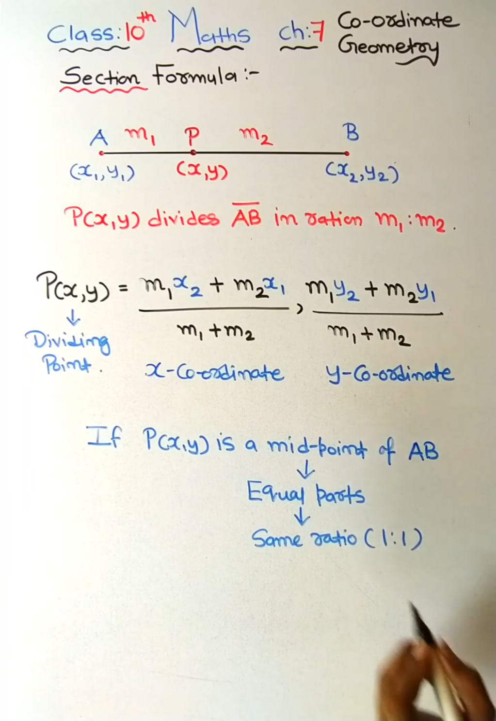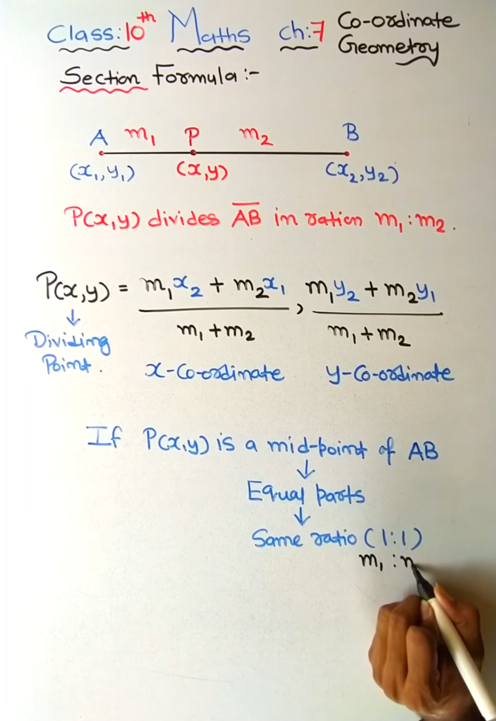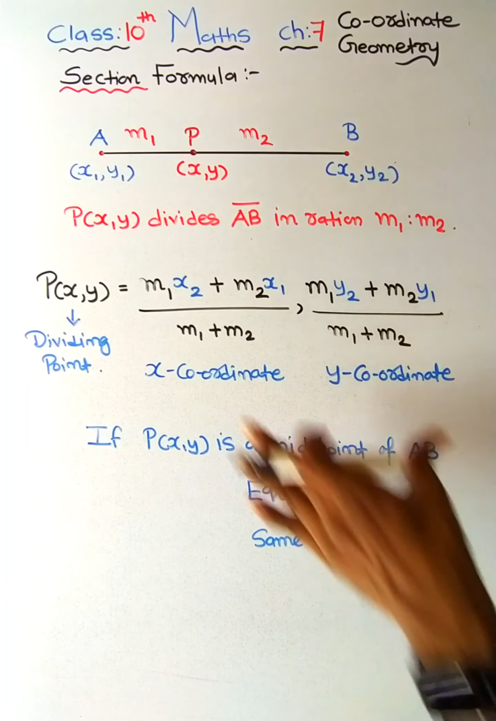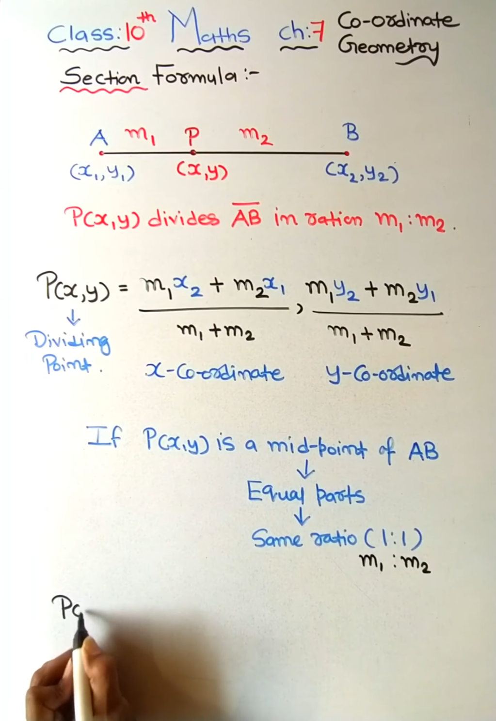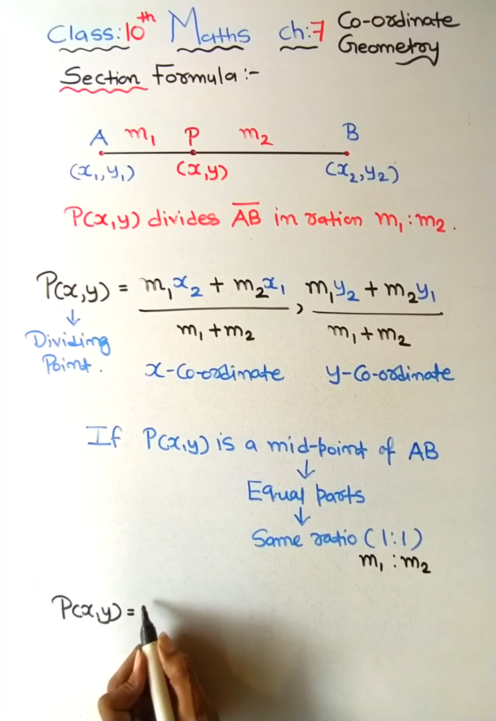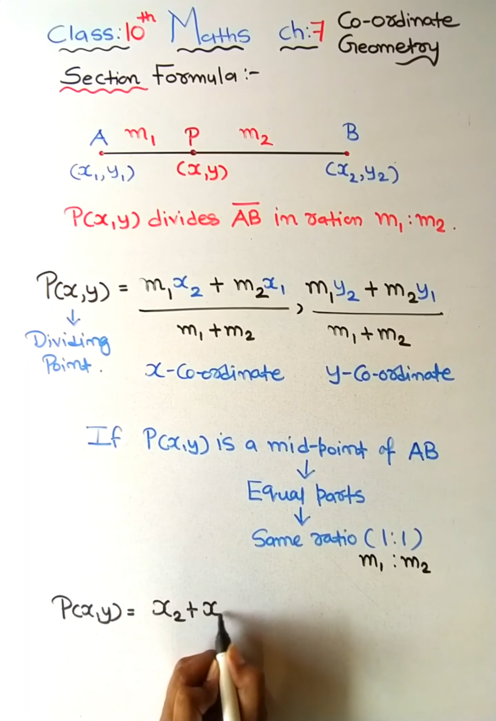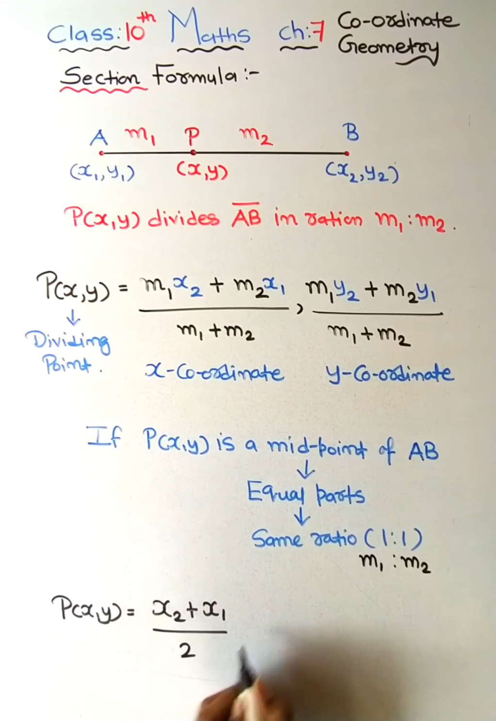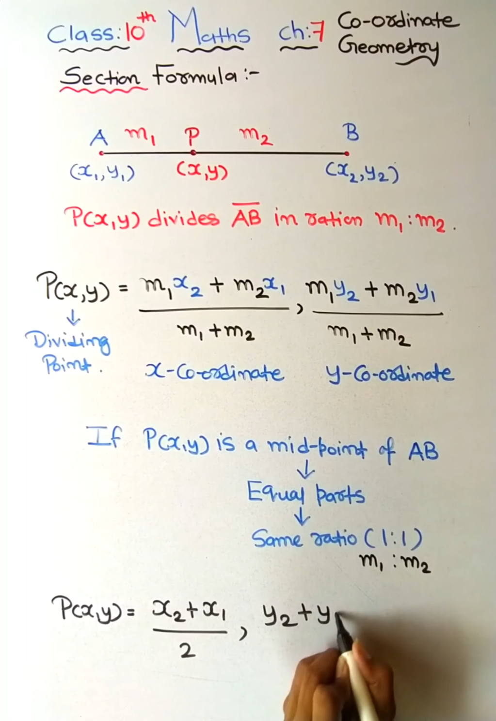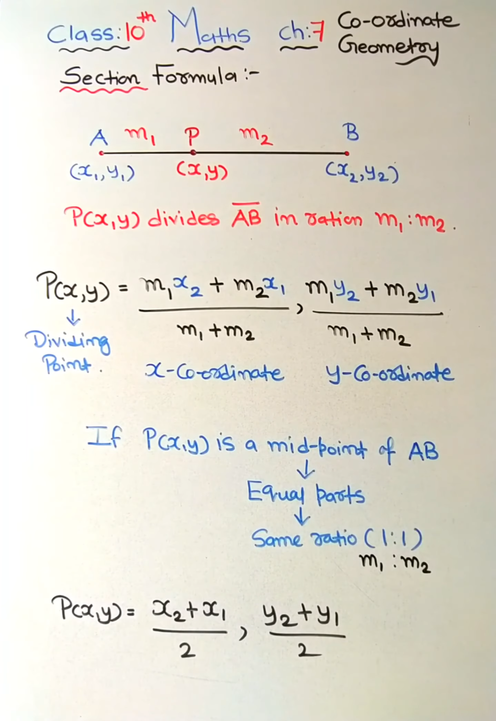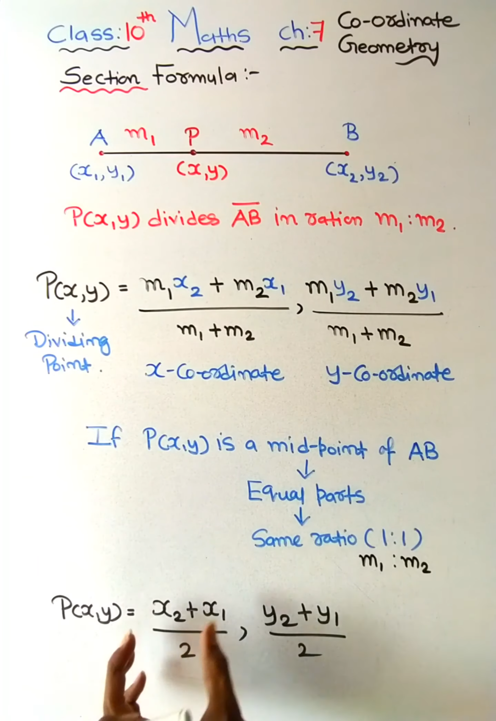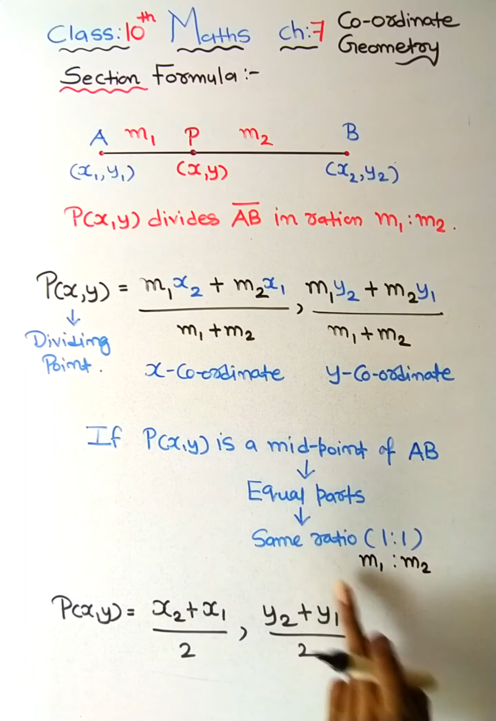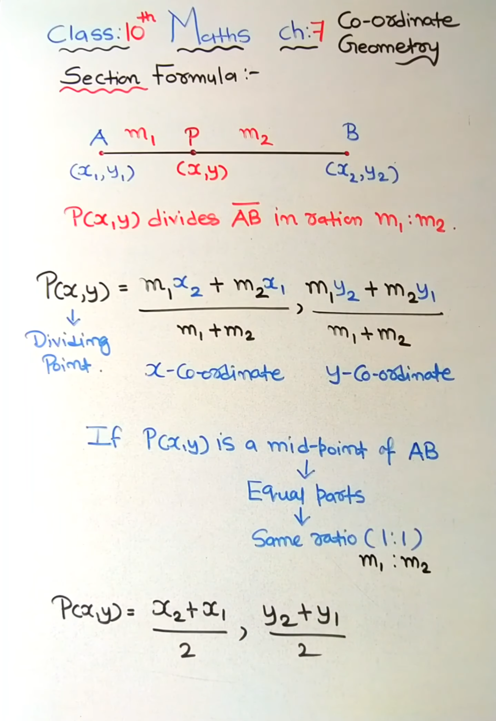So if we put m1 as 1 and m2 also as 1, how will this formula be changed? Over here you see P(x, y) will become 1 into x2, that means x2, plus 1 into x1, that means x1, upon 1 plus 1, that is 2. Same way we have (y2 plus y1) by 2. So if you are finding midpoint, you just have to find the average of x coordinates and average of y coordinates. So these were the two formulas that will be required to solve exercise 7.2. So let us move on to the exercise questions.